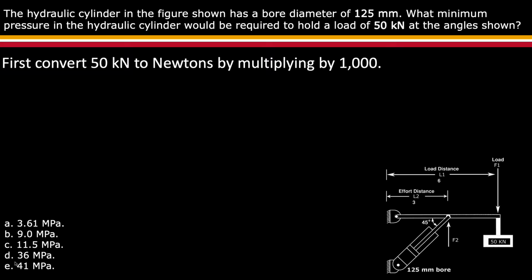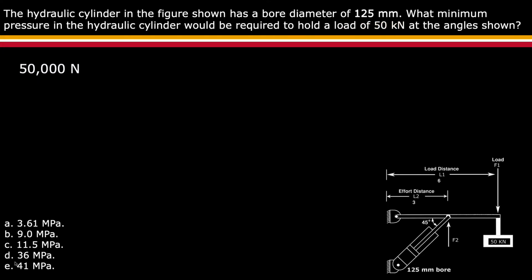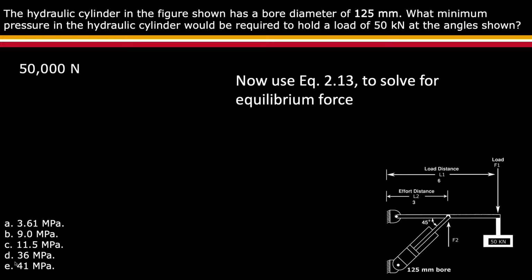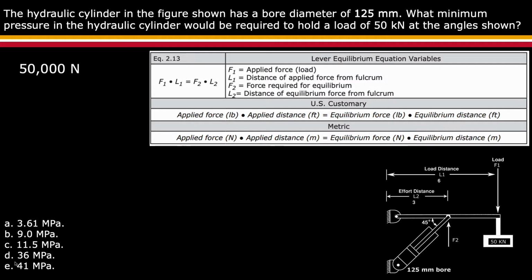First, begin by converting the 50 kilonewtons to newtons by multiplying by 1,000, which equals 50,000 newtons. Determining from the question and the graphic that this is a third-class lever, use equation 2.13 to solve for the equilibrium force. F1 times L1 is equal to F2 times L2.